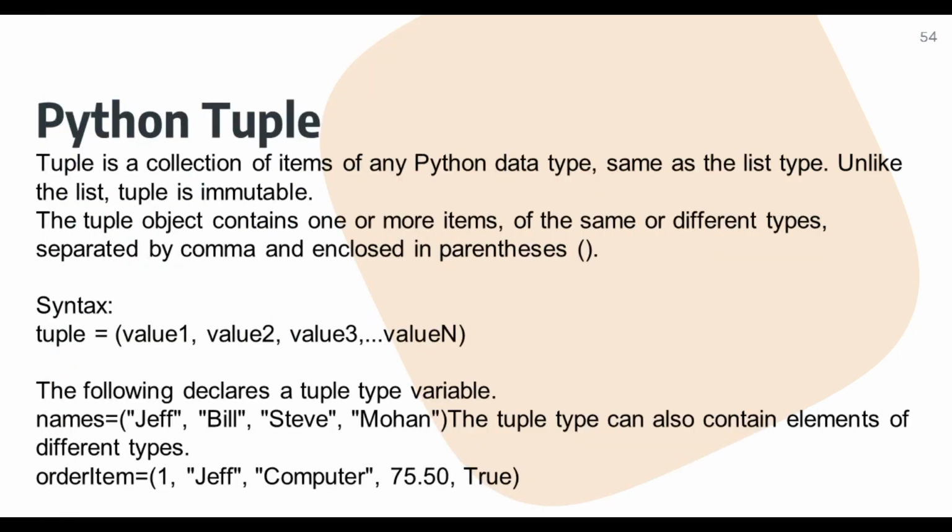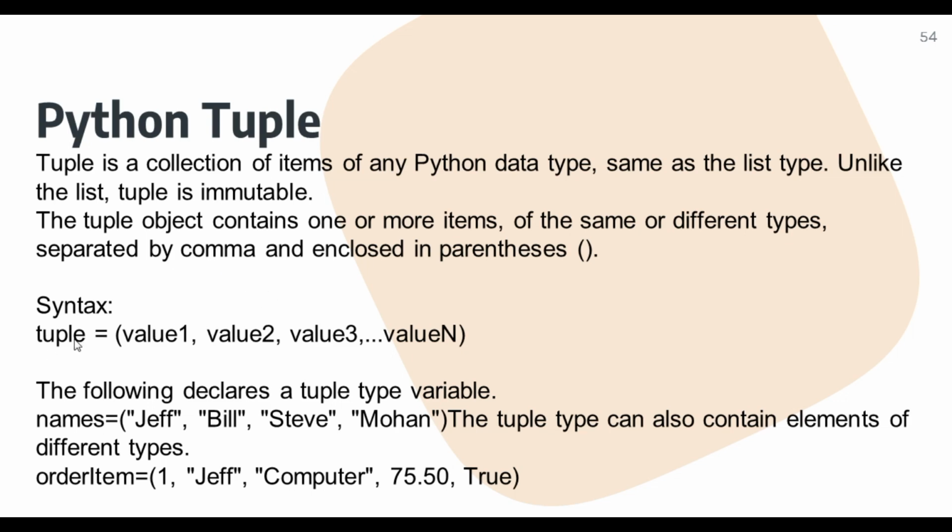And now we are talking about the tuple. Tuple is also a collection of items of any Python data type like the list, but it is immutable. It means to say we can't change it. It will definitely give an error, and it is defined with the help of parentheses, that is round brackets open and close, and values separated by comma.